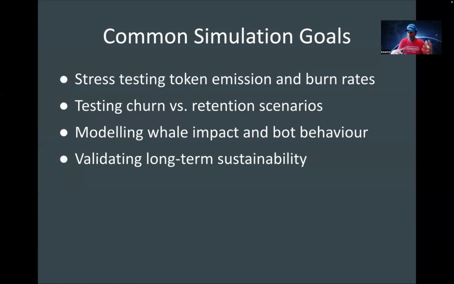Testing churn: this is basically player drop-off versus the retention scenarios. So there are certain situations where the player just doesn't want to play, they don't see any incentive to continue on, and you can mitigate this by enabling certain types of retention scenarios. So what's a retention scenario? We have a weekly prize pool for the top tier players. That's a retention scenario. That is something that will keep your players engaged because there's an end goal that they see at the end of the week.